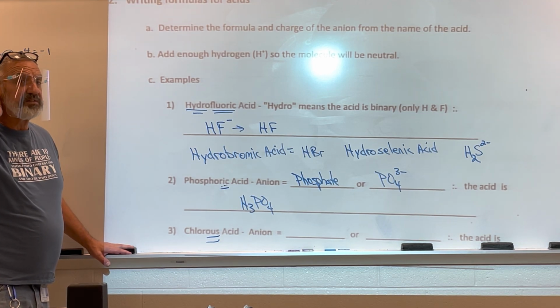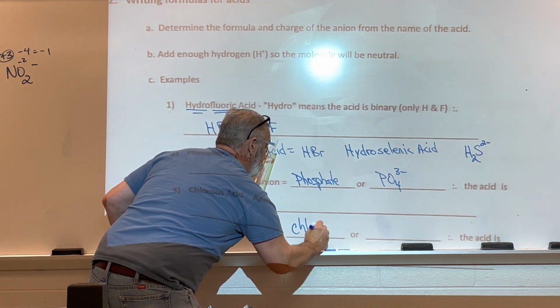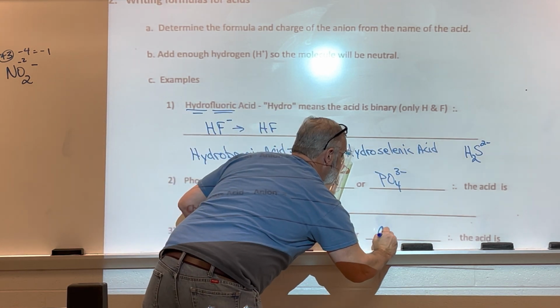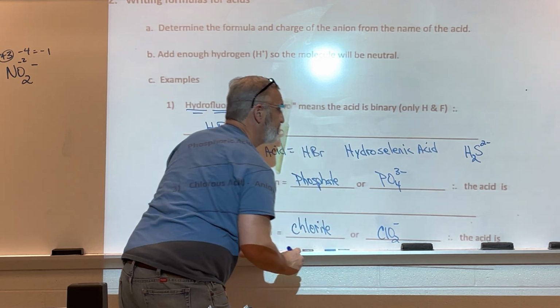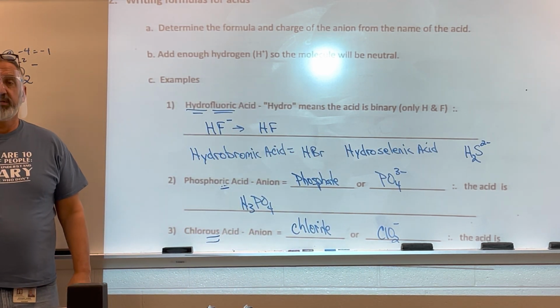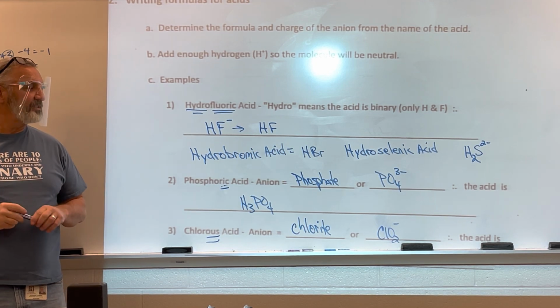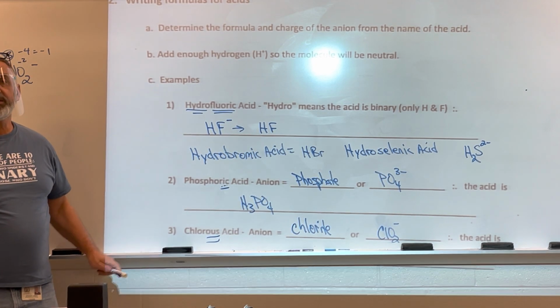And then chlorous acid came from which anion? Chlor, what's the suffix? Ite. Which then you go to your sheet and you see that that's ClO2 minus. So what's the formula of the acid? HClO2. Okay? And that's the bell, and that's the end of the notes.